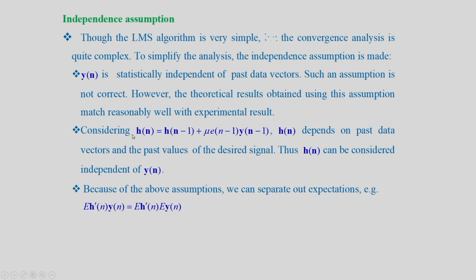Now, consider the filter update equation. H(n) is equal to H(n-1) plus mu e(n-1) into y(n-1). Here H(n) depends on H(n-1), which is a function of past data, and it depends on e(n-1) and y(n-1). So, that way it is independent of y(n), because y(n) is anyway independent of y(n-1) according to the independence assumption.